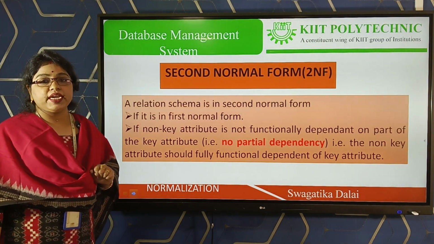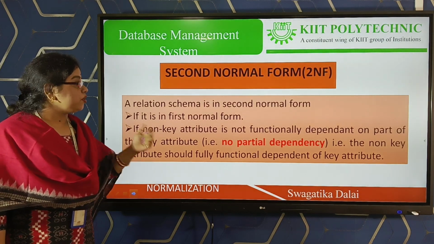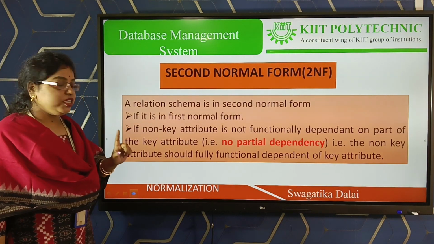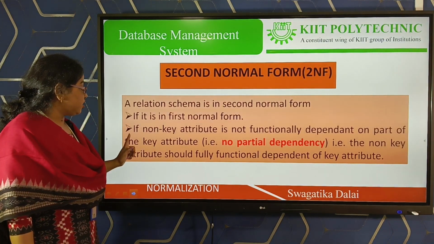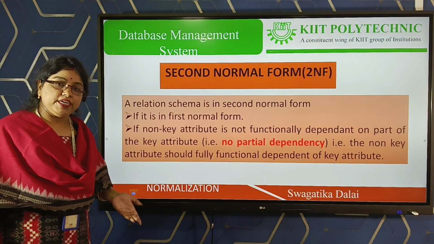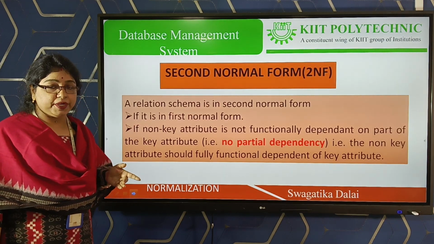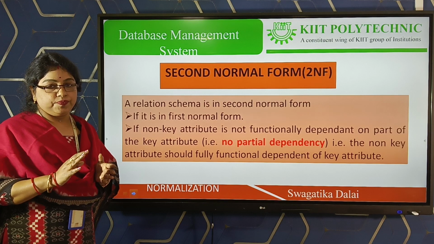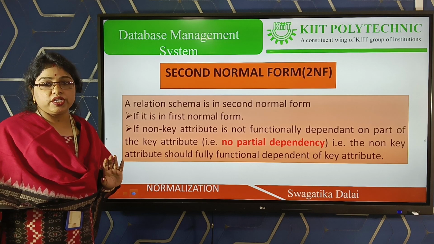Then we will discuss second normal form, that is 2NF. What is the rule for 2NF? A relation schema is in second normal form if the first condition is that it is in first normal form, and the second condition is that all the non-key attributes should be fully functionally dependent on the key attribute. That is, no partial dependency exists here. If partial dependency exists in the table, then the table is not in 2NF.